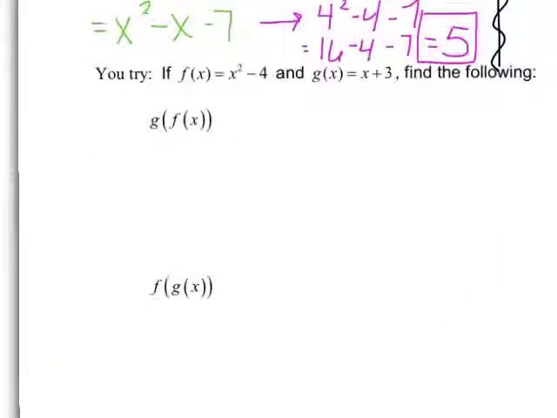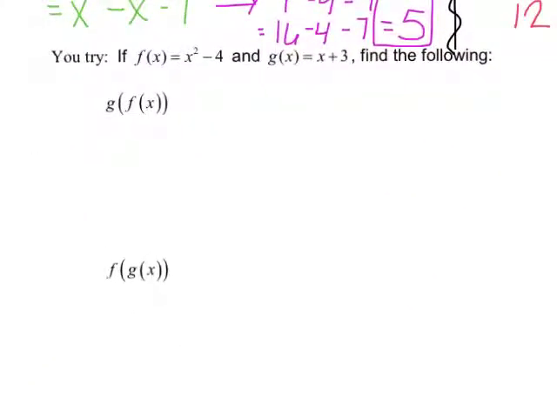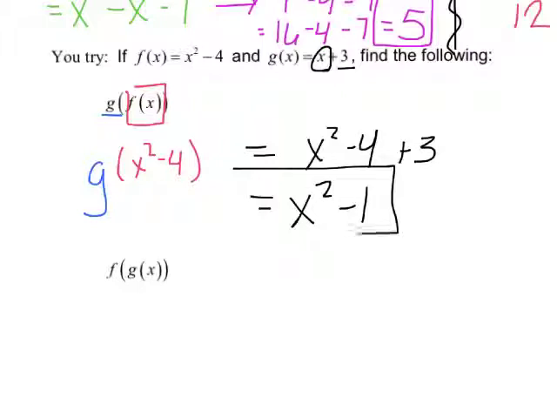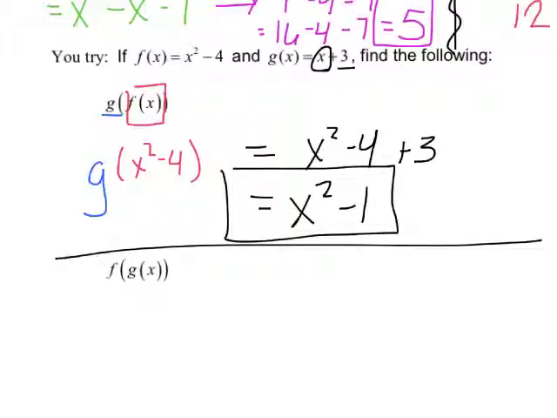All right, so if you want to do the now you tries, I'm going to do them really, really quick. So if you want to pause this, you can try to do it and see if you get the same thing. So I'm going to go ahead and start. F of x is x squared minus 4. Now I'm going to do the outside, which is g. So that's going to equal, I'm plugging in x squared minus 4 here, and then I still have to add 3, which makes x squared minus 1. So that's the answer to the first one.